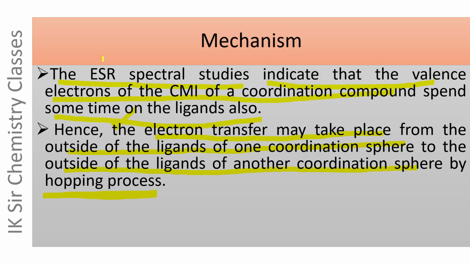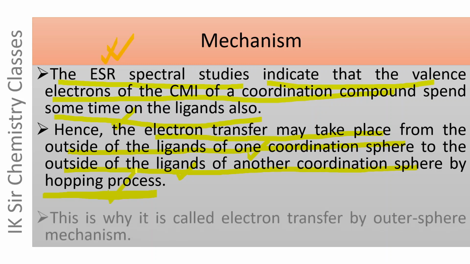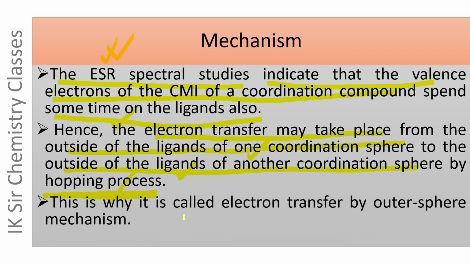The ESR spectral studies suggest that the electrons of central metal ion of a complex compound spend some time on ligands also, and therefore the transfer of electron from outside the ligands of one coordination sphere to the outside of the ligands of another coordination sphere may take place by hopping process. This is why it is called electron transfer reaction by outer sphere mechanism.